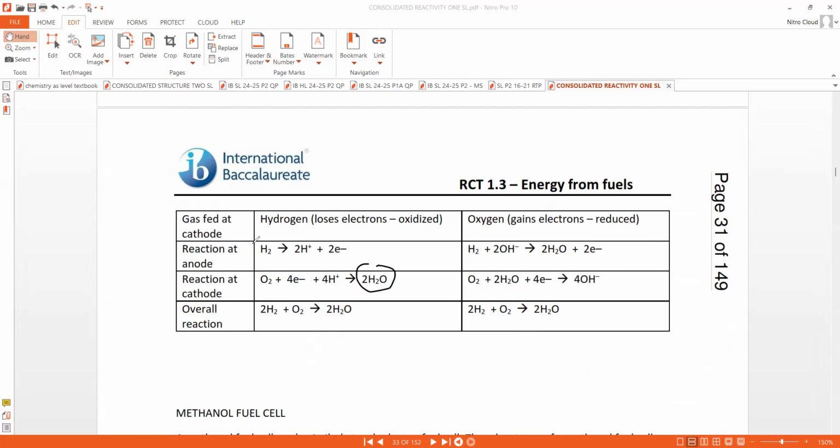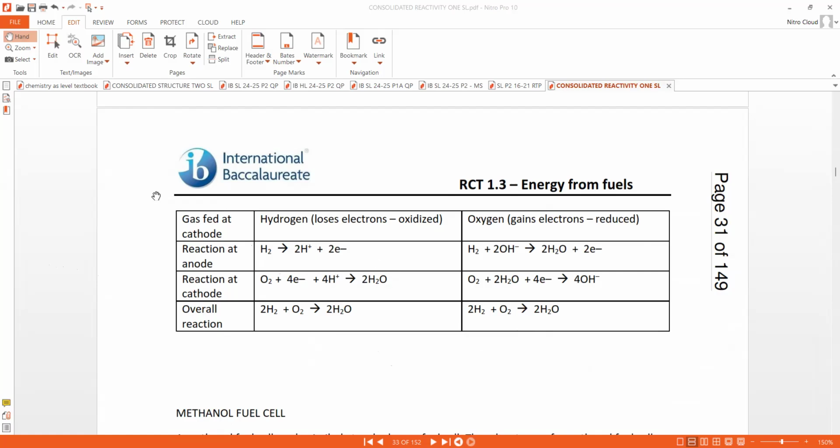So if I multiply this by 2, this becomes 4 and this becomes 4, these 4H+ are also added as reactants at the cathode. Instead of making 2O2- and then adding that to 4H+, they have taken 4H+ here, combined it with the O2-, and given the final product of H2O.